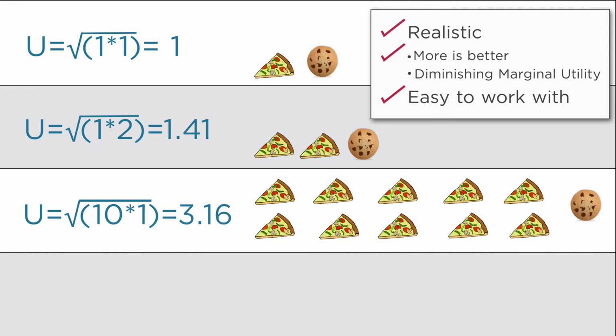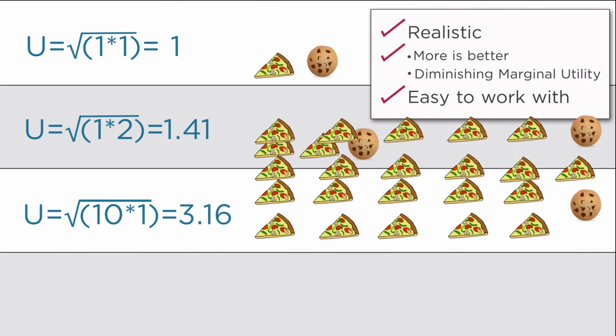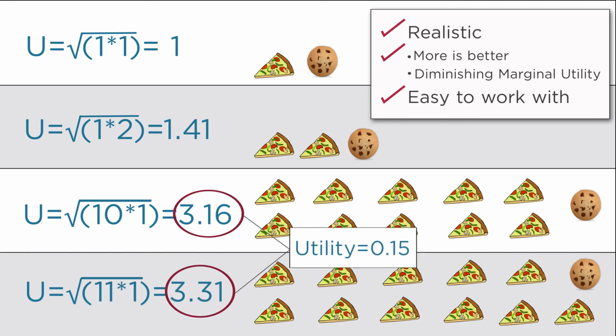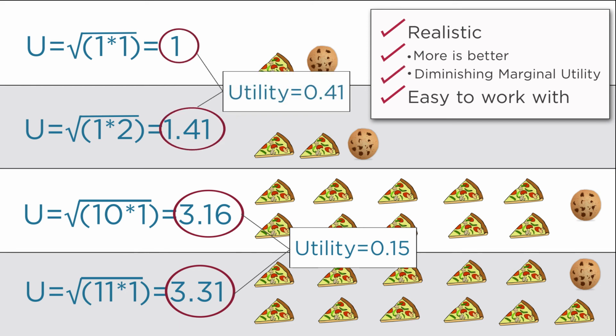But now you're totally full. You've had more pizza than is normal for any human being. Now let's say you add 1 slice of pizza. Utility is now square root of 11 times 1, or 3.31. It still went up. More pizza can't hurt. But it went up by less than before, when you went from 1 to 2 slices. That's exactly what we think makes sense.